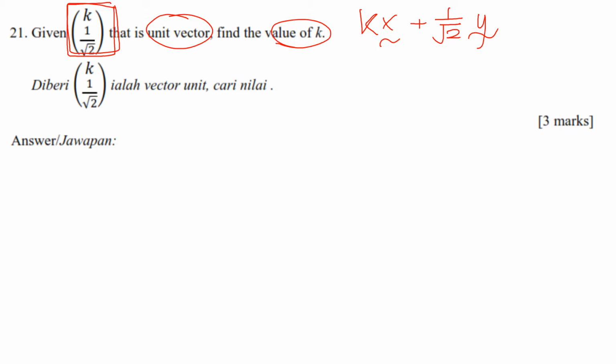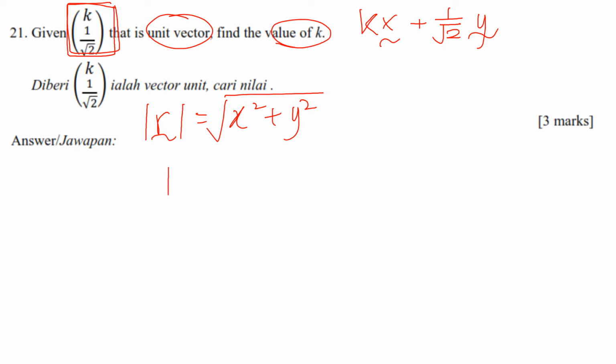So what do you do? You follow the formula of magnitude. What's the formula of magnitude? If you flip open to the front page of your question paper, under geometry, you should see the formula for magnitude, written as square root of x squared plus y squared. So with that, I'm going to use the unit vector, which is 1.